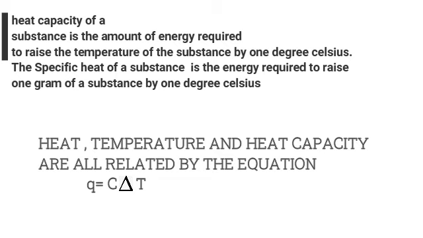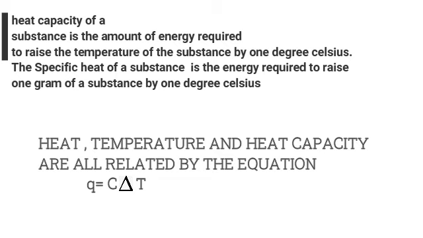Heat, temperature, and heat capacity are all related by the equation, wherein Q is the amount of heat exchanged in the reaction, and it is equal to the heat capacity of the substance C multiplied by the change in the temperature for that substance, or more practically, the heat exchange is equal to the specific heat of the substance times the grams of the substance present times the change in temperature.